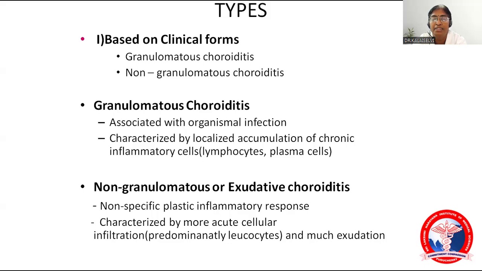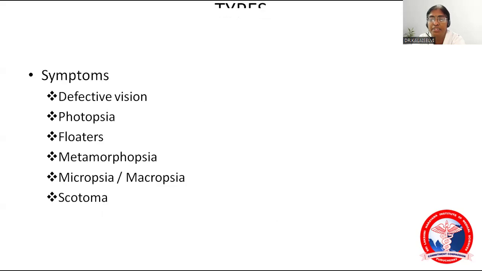In the non-granulomatous or exudative choroiditis, a non-specific plastic inflammatory response is seen, and it is a more acute cellular response. Lymphocytes are most commonly seen, with much of the exudation seen in the stroma.